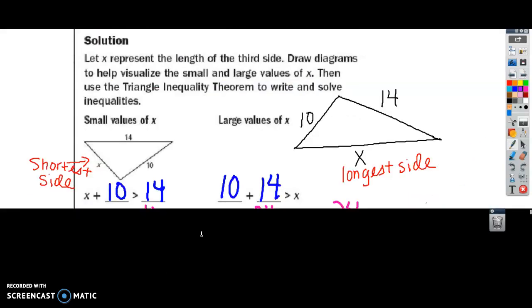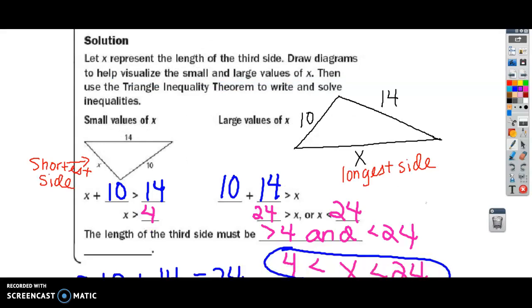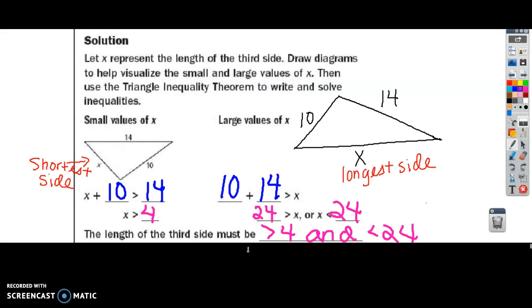I'm really having trouble with my board today. All right, so there we go. Let's say the side that we're missing is the smallest, call it x, for example. If it is, then x plus 10, the two shorter sides, if we add them up, they have to be greater than the third side, 14. And when we do that, that means that x has to be greater than 4.